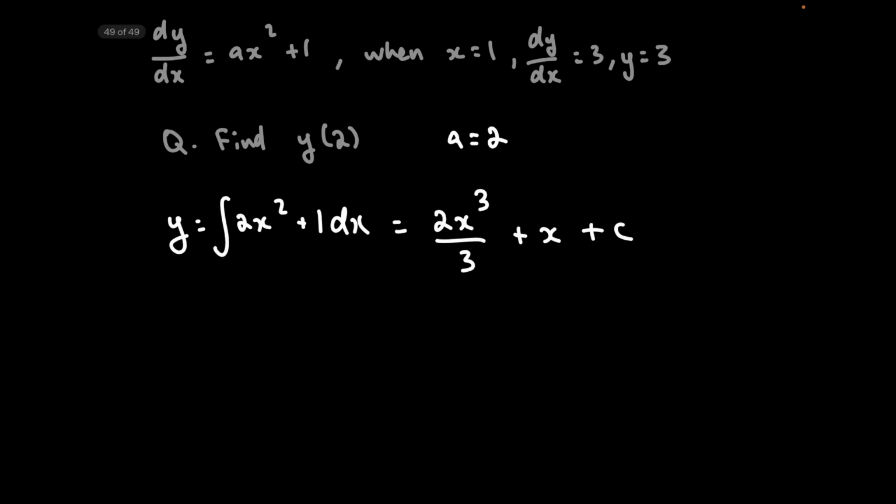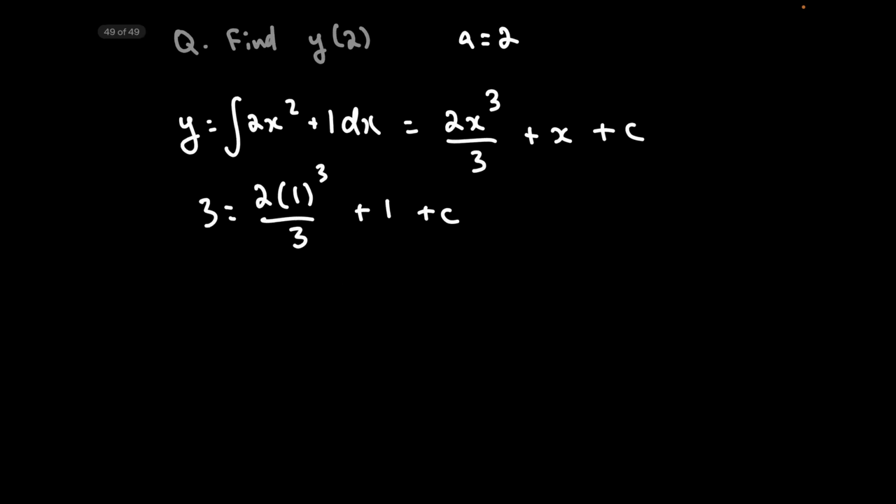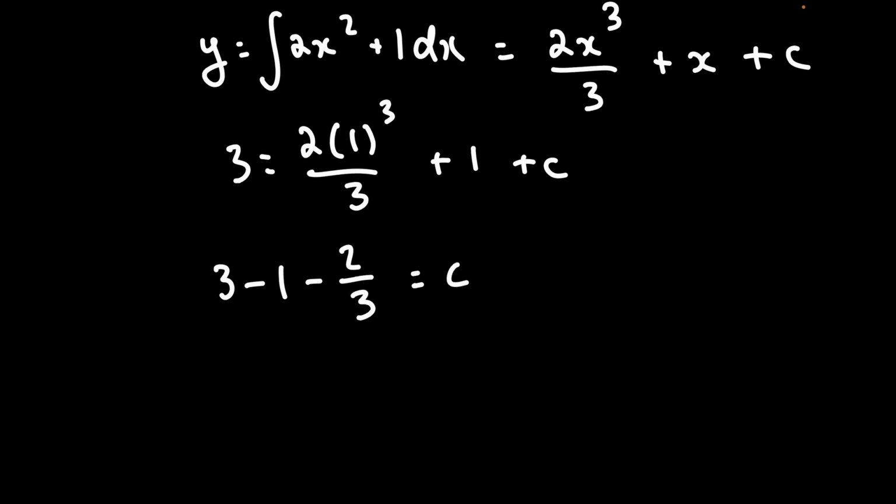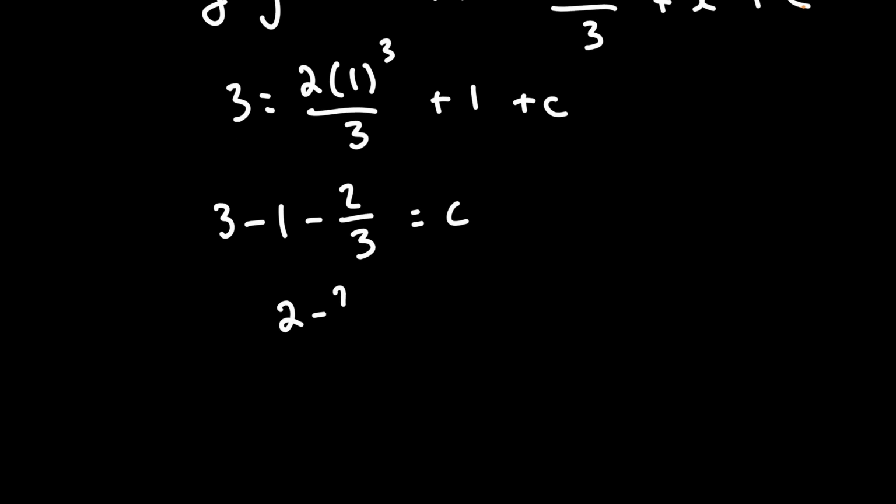So now that we have this, let us now work out the value of c. To work out the value of c, we know that when x equals 1, y equals 3. So that means y, when it's equal to 3, 3 is equal to 2 times 1 whole cubed divided by 3 plus 1 plus c. And to solve this equation for c, we know that this is really just the same as 2 divided by 3. So we can say that 3 minus 1 minus 2 over 3 is the same as c. So that means 2 minus 2 over 3 equals c. And to solve this, this is really just the same as 6 over 3. So your final answer is c equals 4 over 3.